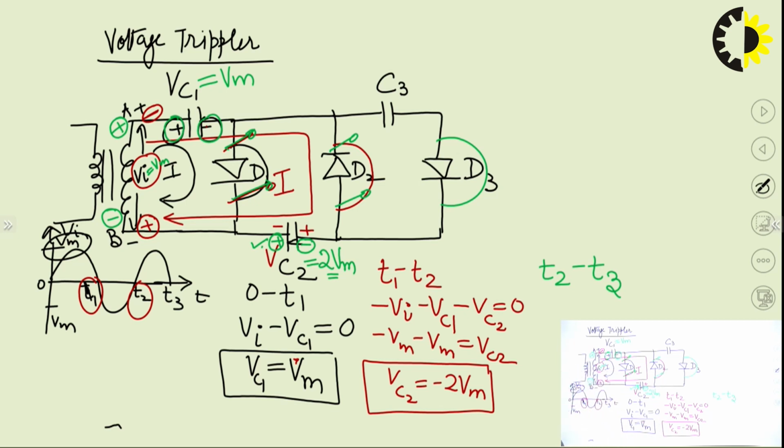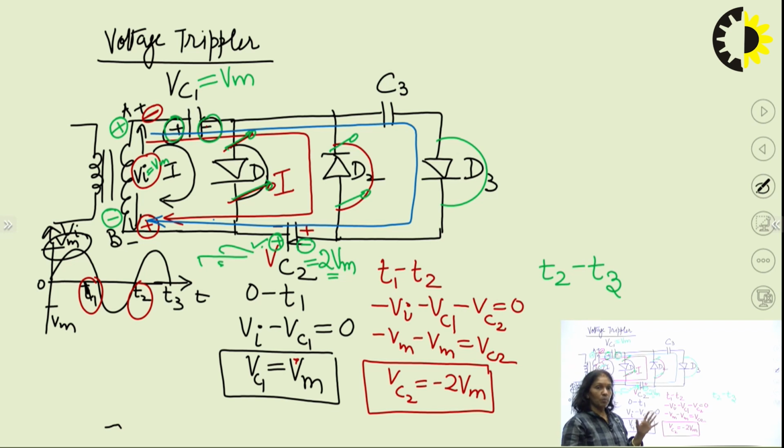So now your current will take the path in the third loop. So this is your third loop. So again, because every time we are taking the direction in the loop as the clockwise direction, accordingly we will mark the polarity across the capacitor. So this capacitor will be at higher potential and this will be at negative potential, and let us say the voltage across the capacitor is Vc3.